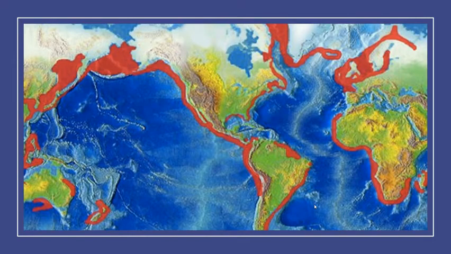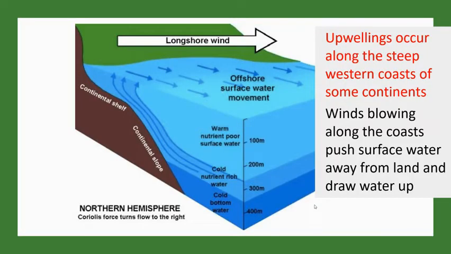All around the world, we see this nutrient upwelling along different continents, different parts of continents. All these areas that are highlighted in red tend to have nutrient rich upwelling of colder, deeper currents. So we see upwellings, like we said, along the steep western coasts of some continents. We're concerned with El Nino and La Nina, specifically around South America and Australia, and then parts of North America.